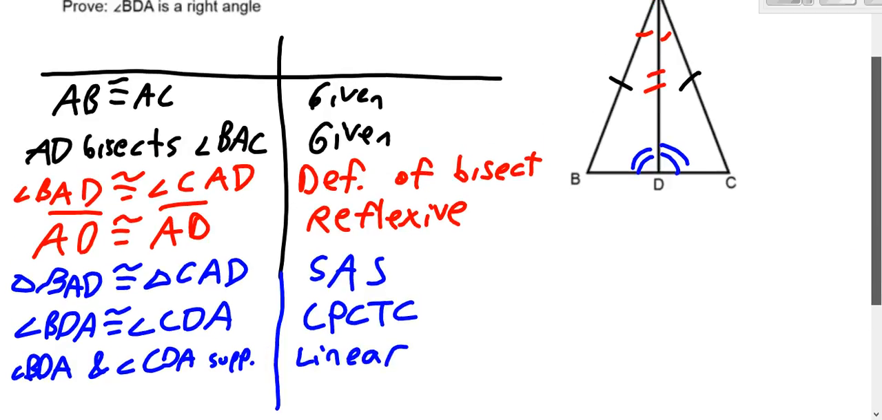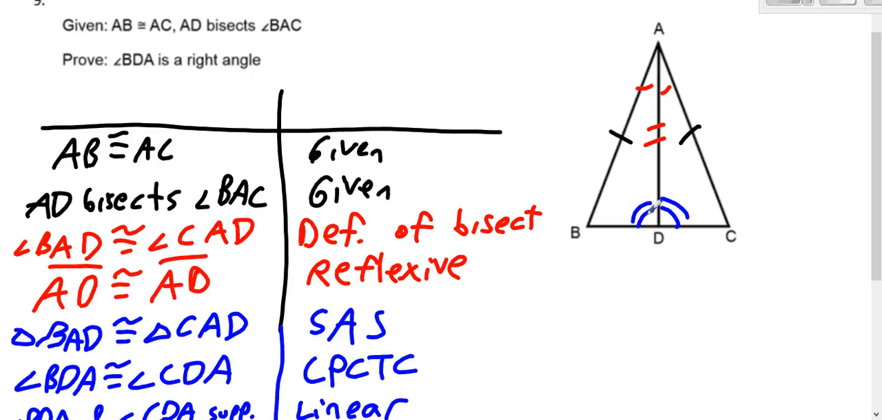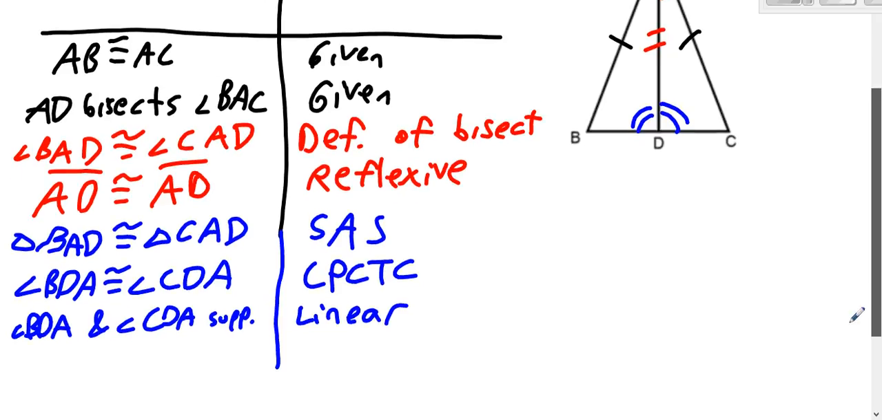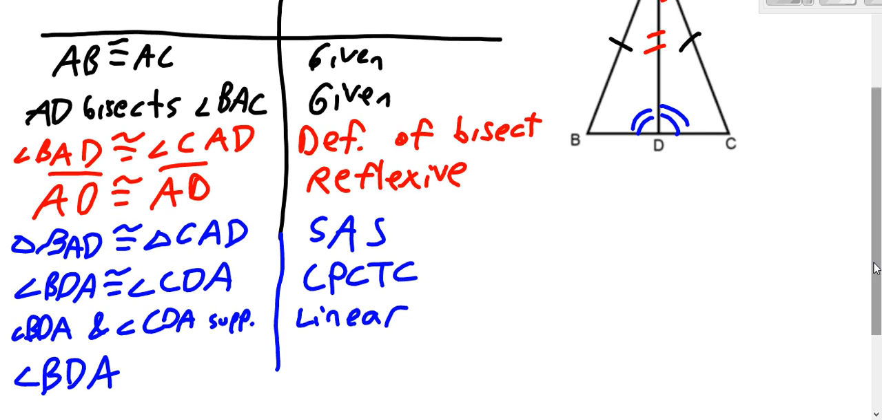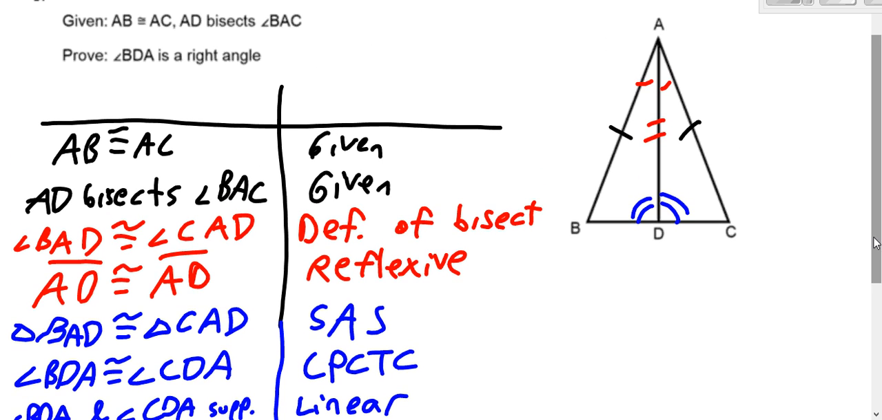Now, we're trying to say that angle BDA is a right angle. So if they are congruent and they're supplementary to each other, that means they're equal and they add to 180. There's only one number plus itself that's going to equal 180, and that's 90. So angle BDA, we'll word it the way we need to, is a right angle.